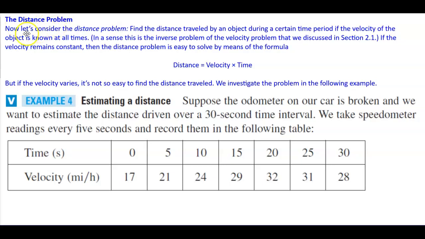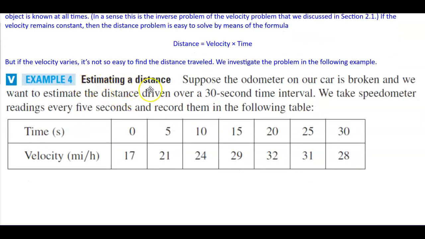The distance problem. Now let's consider the distance problem. Find the distance traveled by an object during a certain time period if the velocity of the object is known at all times. In a sense, this is the inverse problem of the velocity problem that we discussed in section 2.1. If the velocity remains constant, then the distance problem is easy to solve by means of the formula distance equals velocity times time. But if the velocity varies, it's not so easy to find the distance traveled. So we investigate the problem in the following example.